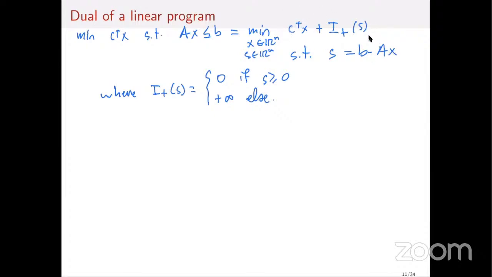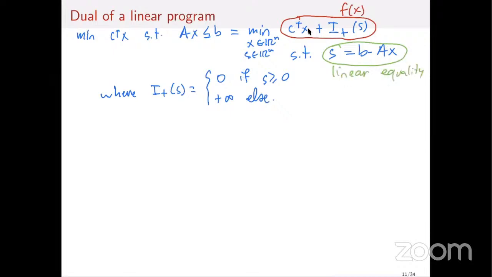Another way of saying this is that I'm restricting my objective function C transpose X, which I think of as a function of X and S, even though it doesn't explicitly depend on S, by restricting its domain to the set of S such that S is non-negative. This is just one way of writing it. So I'm adding the indicator function of this set. Now I have a problem where this is my F of X, a convex function, and I have a linear equality constraint.